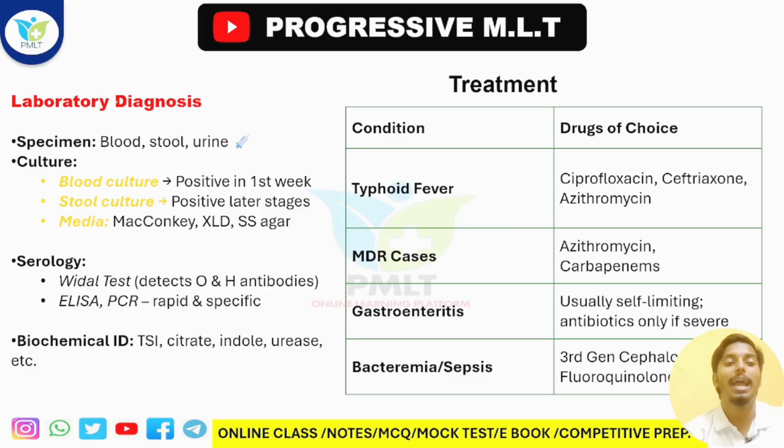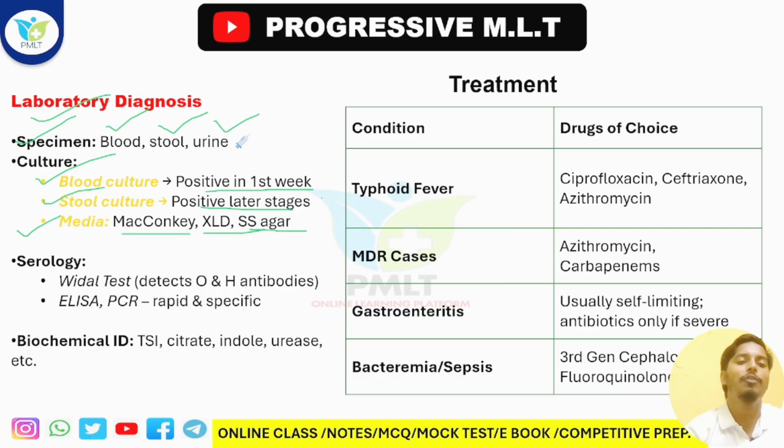Got it? Now we are coming to the last stage. We need to understand the laboratory diagnosis, though we have already covered culture, the biochemical tests, and staining. We have to collect blood, urine, as well as stool. After that, we may do blood culture, positive in the first week, and stool culture, positive in the later stage, as well as media. We may use MacConkey, XLD, and SS agar. I have already told you which kinds of media you can use for Salmonella.